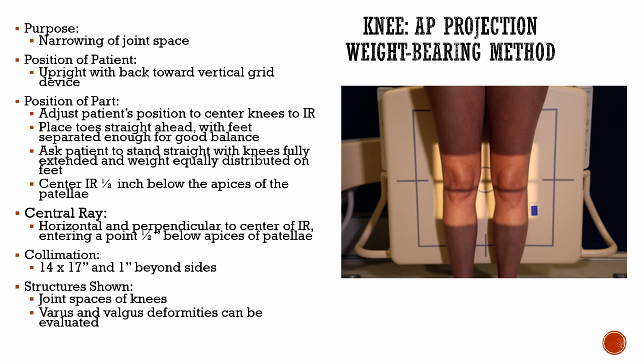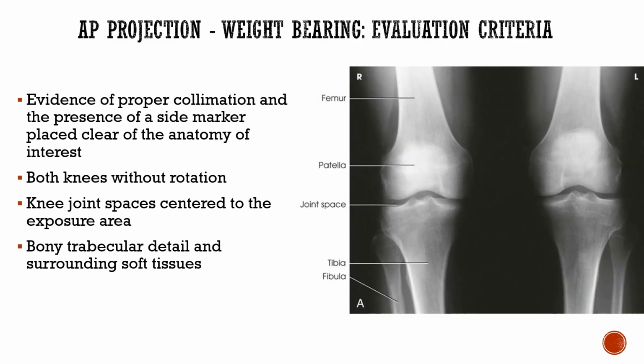So the structures shown are the joint spaces of the knees, plus varus and valgus deformities can be evaluated. So we're looking here at both knees without rotation. We want the knee joint spaces centered to the exposure area.